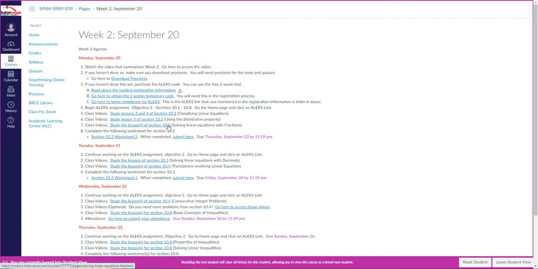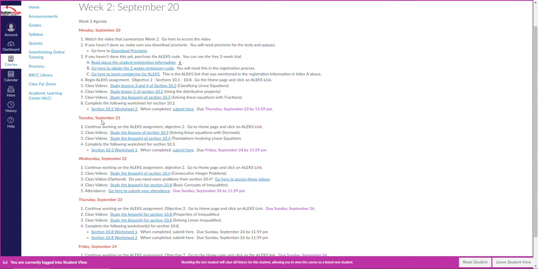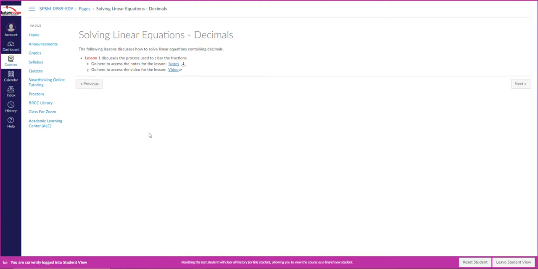Okay, so then on Tuesday, you continue working on the Alex assignment, and then you have a continuation of section 10.3. That's the one on decimals. One thing you're going to learn about the part on decimals is that in this lesson you're basically clearing the decimals. So you're going to multiply both sides by a multiple of 10. That's the purpose of this lesson.